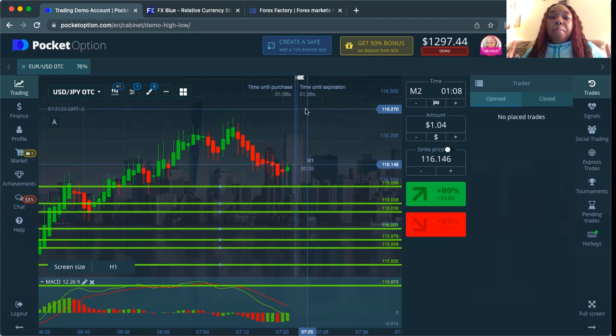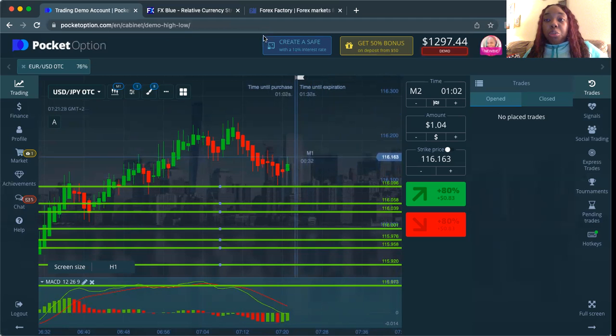So before I actually get into it, there are some things that you should automatically do before you even dive right into placing a trade. And this goes for no matter if you're doing traditional trading or binary options. These are some things that you should be doing.